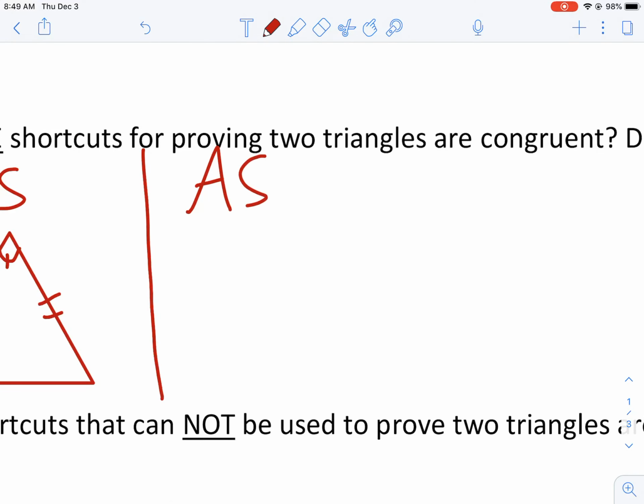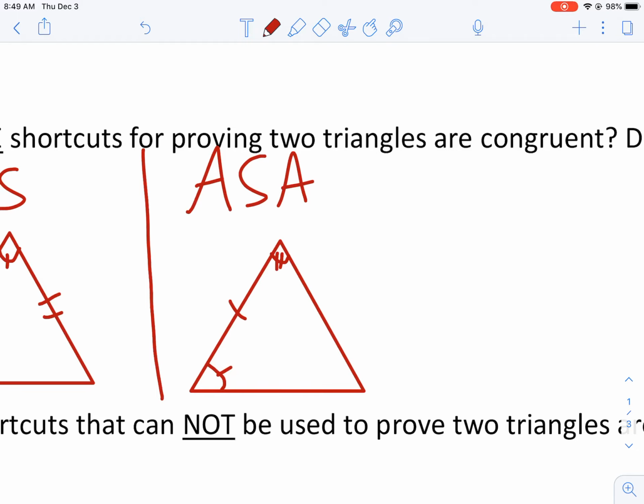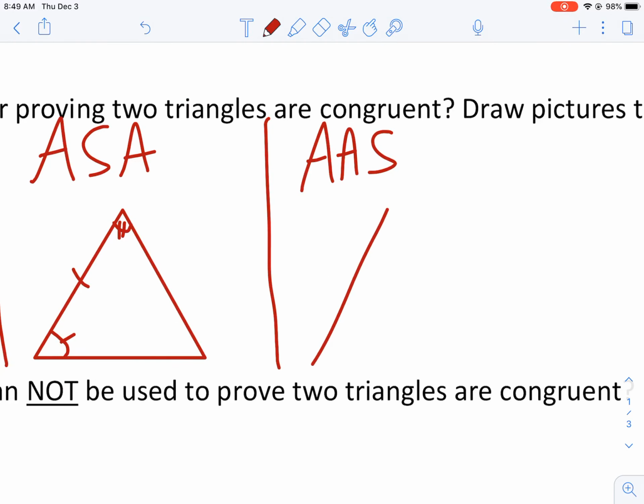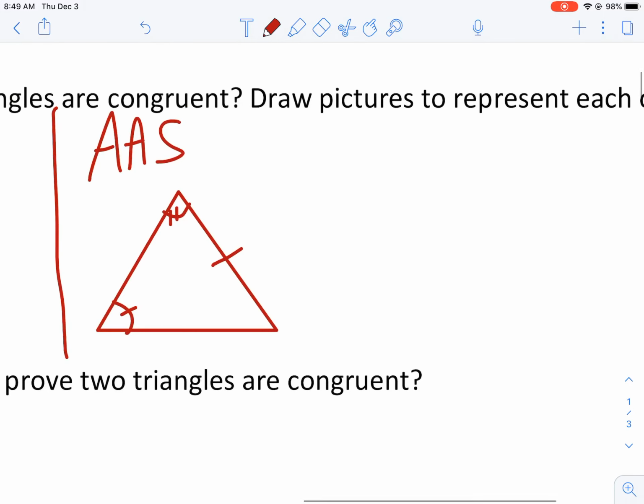Then we've got angle, side, angle. So that would look like this, right? And then we've got an angle, a side, and another angle, and the side is in between the 2 angles. Then we've got angle, angle, side. For that one, we have 2 angles, except the side is not in between the 2 angles. So the side that we have would be over there.